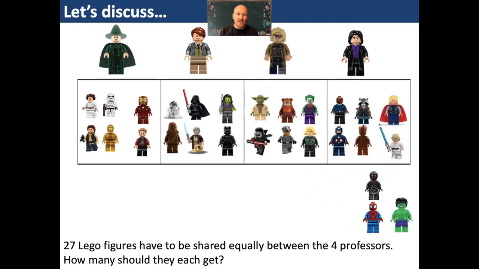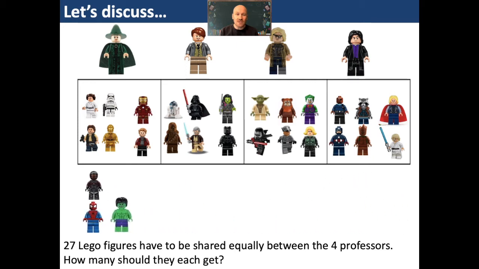The only difference is this time I can't cut a Lego character into quarters. So in this case, we cannot get an answer of 6 3/4 each. This time we can only give each of them 6 Lego characters and there are 3 left over. I can't give them to any one of the professors because then it wouldn't be fair, so we're going to have to leave those as spares. So the answer this time is 6 figures each, and there are 3 left over. There are 3 spare.